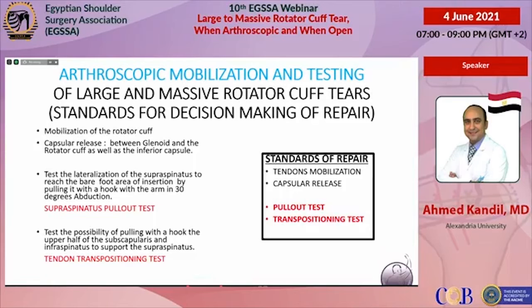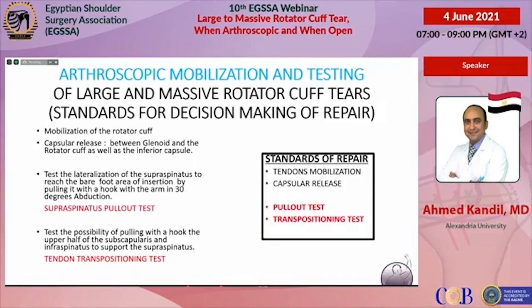I think there must be standards for decision making in treatment of massive rotator cuff tear. So we use arthroscopic standards to know the type of treatment needed based on arthroscopic preparation of the rotator cuff and two-test evaluation. We do a mobilization of the rotator cuff and capsule release between the glenoid and the rotator cuff, as well as the inferior capsule.